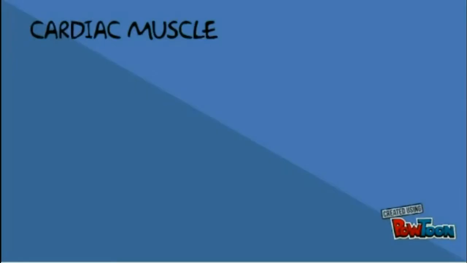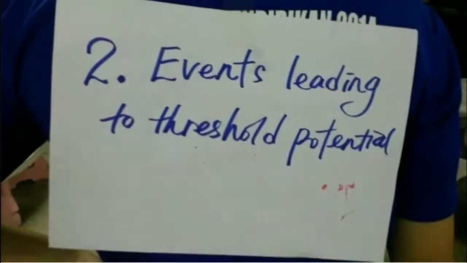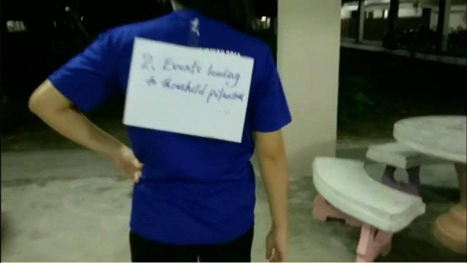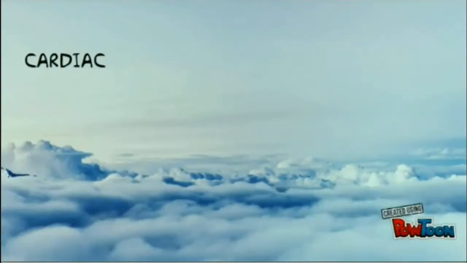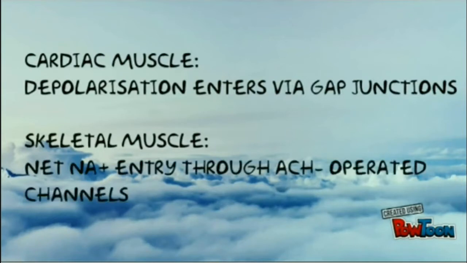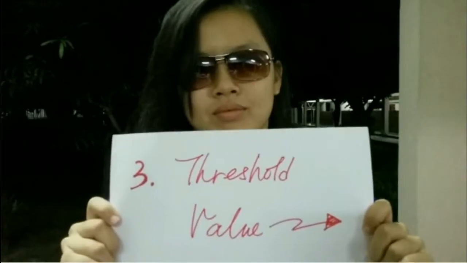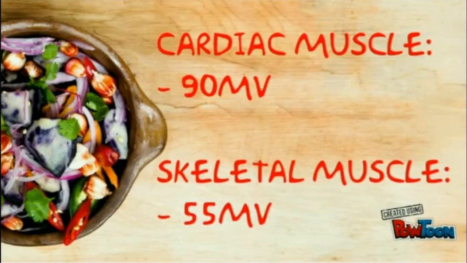The membrane potential of cardiac muscle is stable at negative 90 mV while the membrane potential of skeletal muscle is stable at negative 70 mV. In cardiac muscle, depolarization enters via gap junctions. In skeletal muscle, net sodium ion entry is through acetylcholine-operated channels. The threshold value for cardiac muscle is negative 90 mV while the threshold value for skeletal muscle is negative 55 mV.